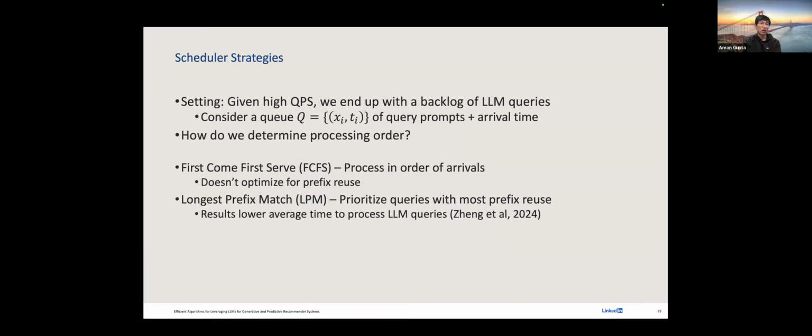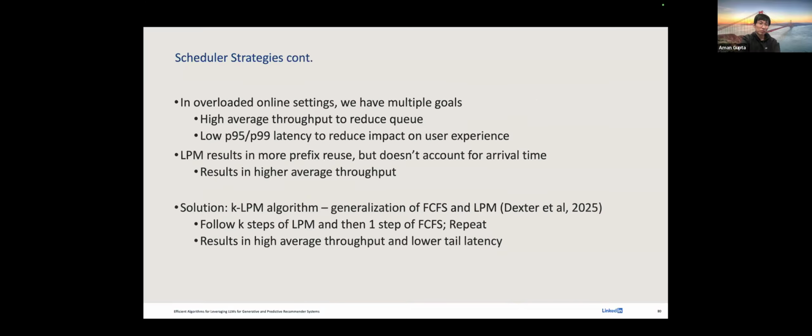The second baseline is called longest prefix matching, where we prioritize the queries with the most prefix reuse. By maximizing prefix reuse, we reduce redundant computation and lower the average processing time per query. As studied in some research papers, the LPM, the longest prefix match, can significantly outperform FCFS in terms of both latency and throughput, especially under bursty, high QPS conditions. Modern LLM serving frameworks increasingly incorporate prefix-aware scheduling mechanisms in order to optimize system performance.